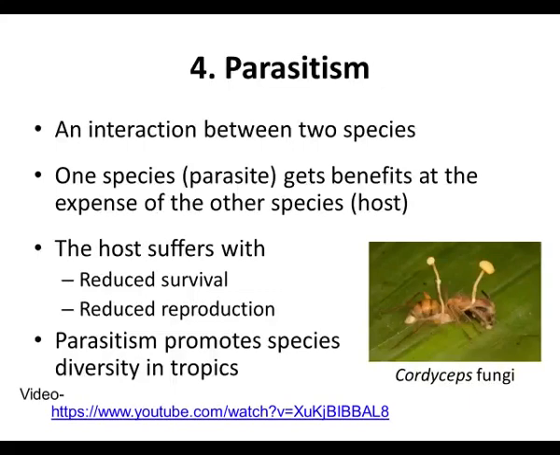With that, we are going to touch on our last interaction, parasitism. Again, this is an interaction between two species, and one species will get benefits, the other will get negative effects, right? So the parasite will get benefits, and the host species will lose. Some parasites actually kill the host, but some do not. But either way, the host will suffer some reduced survival and reduced reproduction.